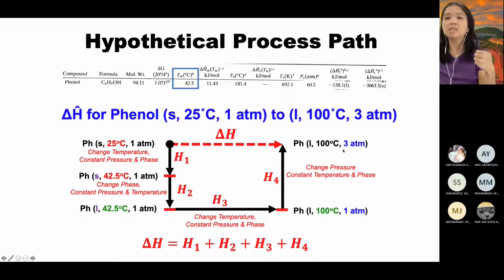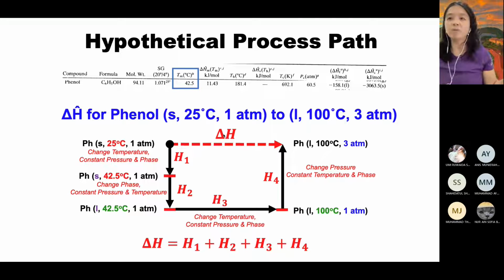25 Celsius to 100 Celsius, change of temperature. 1 atm to 3 atm, change of pressure. So, bila kita nak kira enthalpy delta H ni, kita tak boleh kira directly sebab ada 3 benda yang berubah pada waktu yang sama. So, bila kita nak buat pengiraan enthalpy, setiap satu pengiraan itu only must involve satu sahaja perubahan. Sama ada perubahan suhu atau perubahan tekanan atau perubahan fasa.